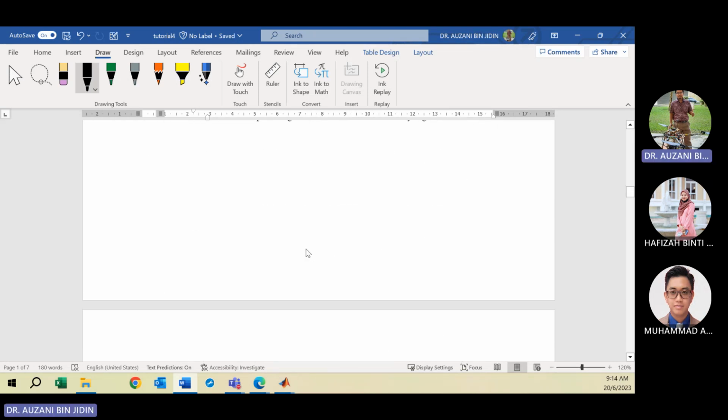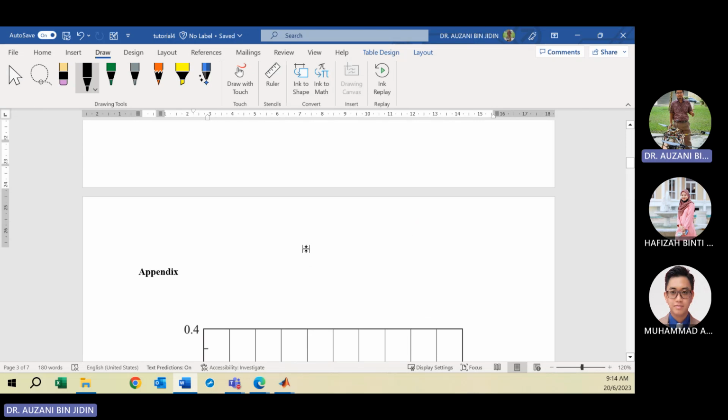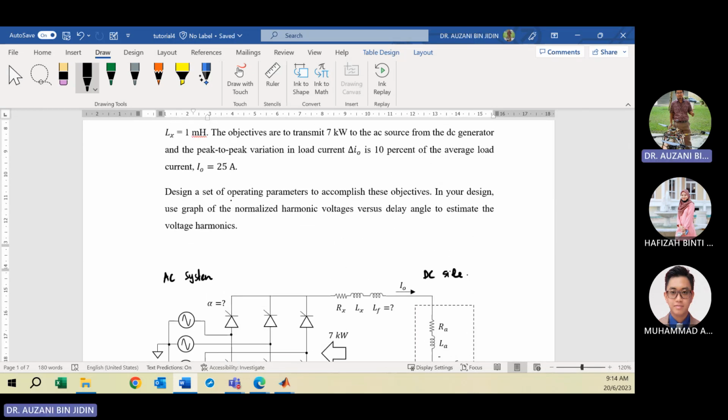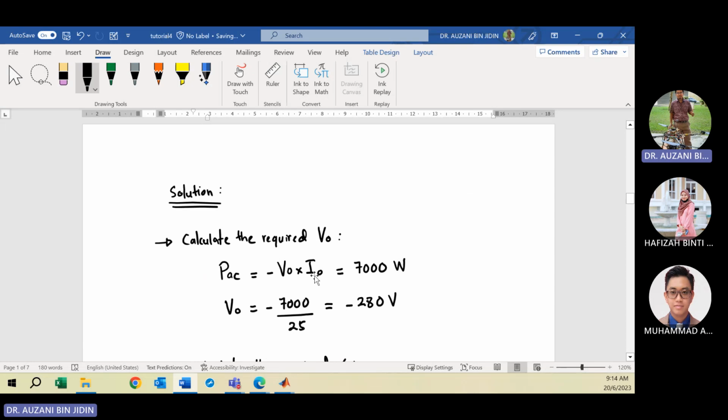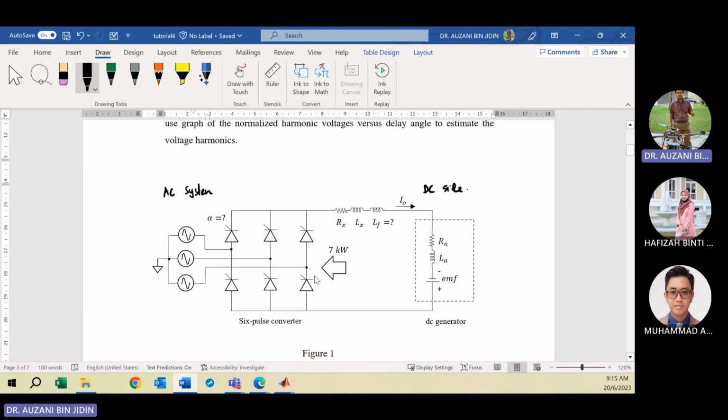Okay, the solution, I suppose I have provided. So please understand. First, in order to obtain all the control parameters, a set of operating parameters, firstly you need to calculate the VO, the required output voltage. You must take note that the VO definition is the voltage difference between here, plus to minus. So this is the VO, the output terminal of the bridge. So remember to put plus at the top, minus at the bottom.